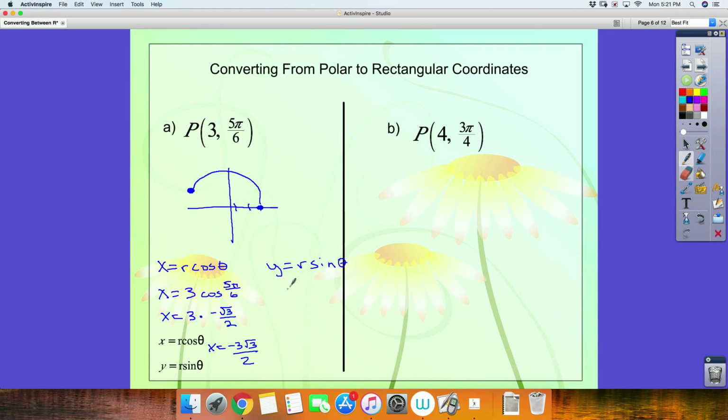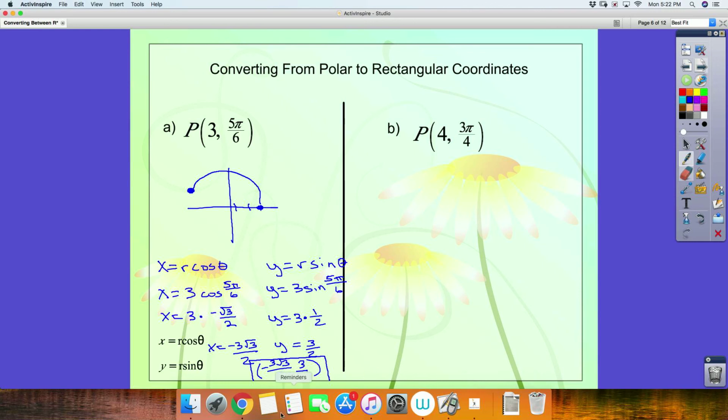Now, I look at my y value, and we're just going to plug in the same info. y equals r, which was 3, sine 5 pi over 6. Again, looking at my unit circle, I can see that 5 pi over 6 gives us a sine of 1/2. So that becomes y equals 3 times 1/2, which gives us a y value of 3/2. So our answer is negative 3 root 3 over 2 and 3 over 2.